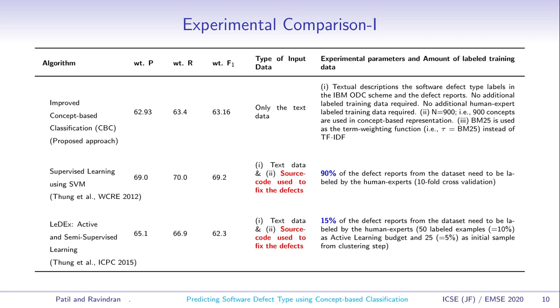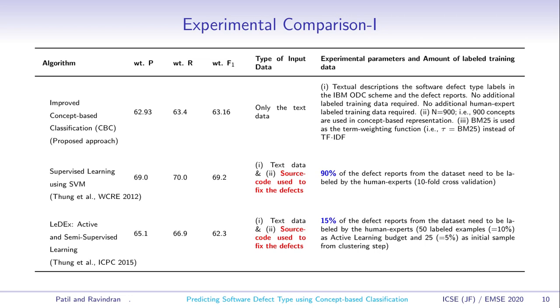Comparison of the features used and the accuracy of the proposed approach and the baselines is highlighted in this table. In spite of using significantly constrained input and without access to the bug fixing source code, the accuracy, that is F1 score, of the proposed CBC approach is comparable with the state-of-the-art LEDEX approach.